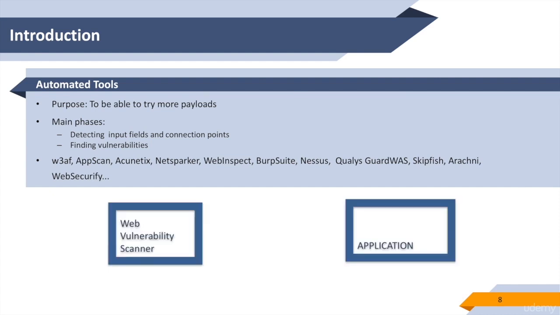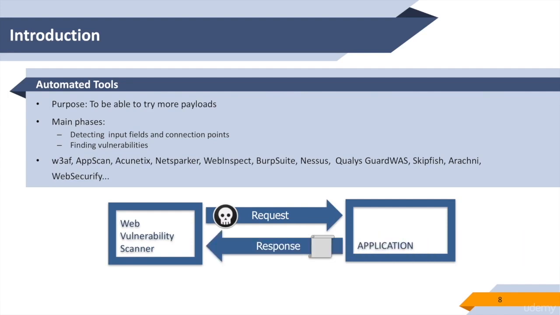Now, let's see how the automated tools work. The automated tool sends a request prepared for a purpose. The application returns a reply for the request, and then the tool analyzes the response to see if there's a weakness. They can send tens of requests in seconds.